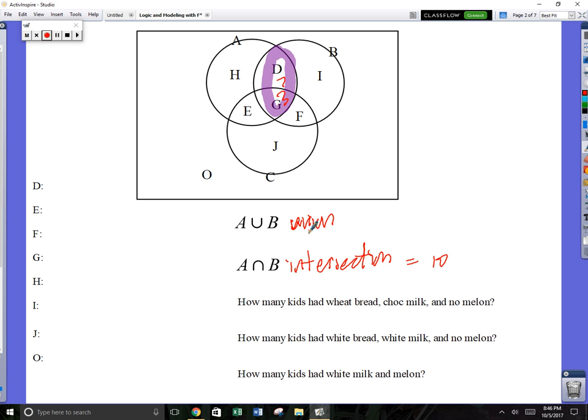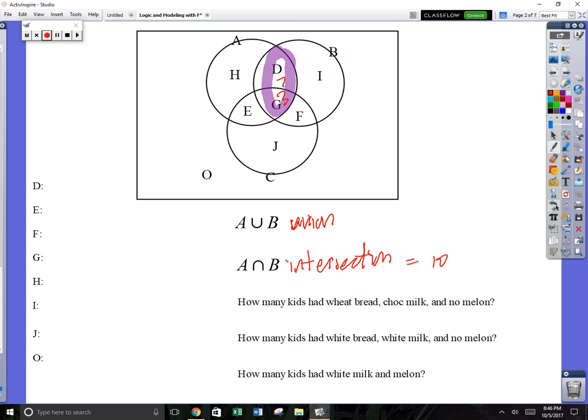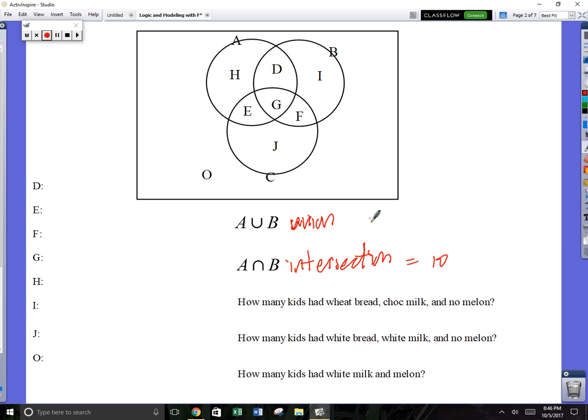Okay, A union B, that is all of set A and all of set B. So the wording is kind of tricky. The union is OR, and the intersection is AND, and that kind of makes sense. They have to live in set A and in set B at the same time, and the only kids that live in both sets at the same time would be the overlap, the intersection.